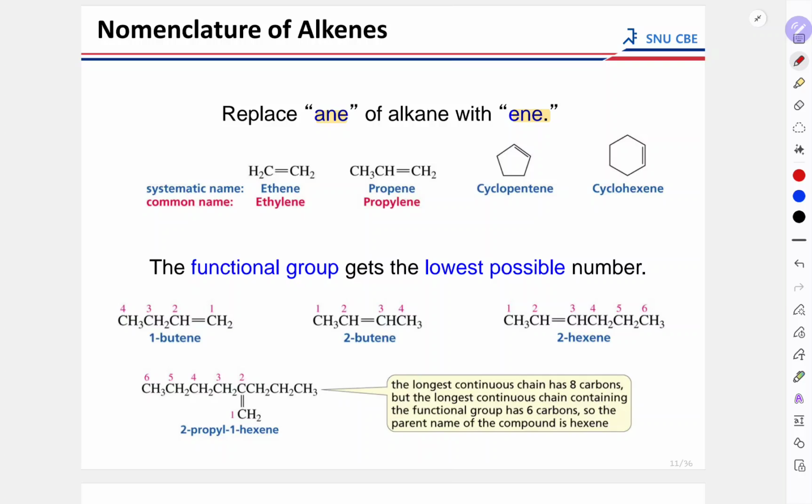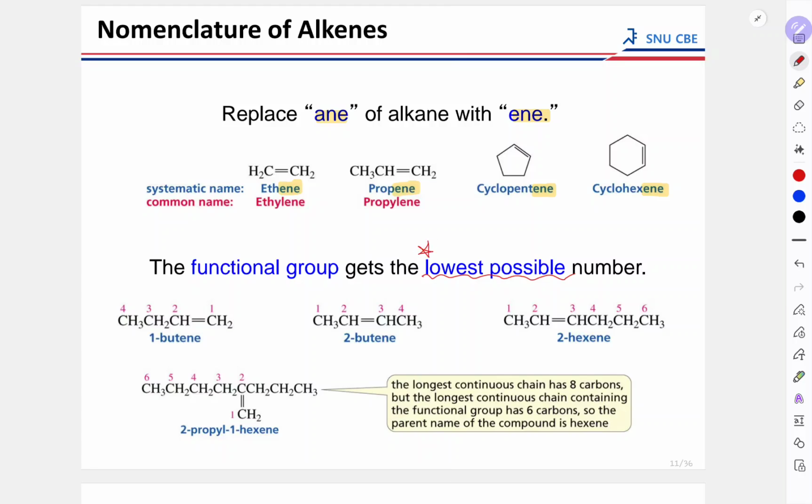Okay? And here you have propane architecture, but with the double bond, right? You can call out the propene, and likewise cyclohexene, instead of cyclopentane, cyclohexane, or something like that. Okay? So you have alkene functionalities. And the functional group here, which is indicated, the double bond, right? The double bond site should get the lowest possible number. Okay? That's rule number one, the primary rule, right?